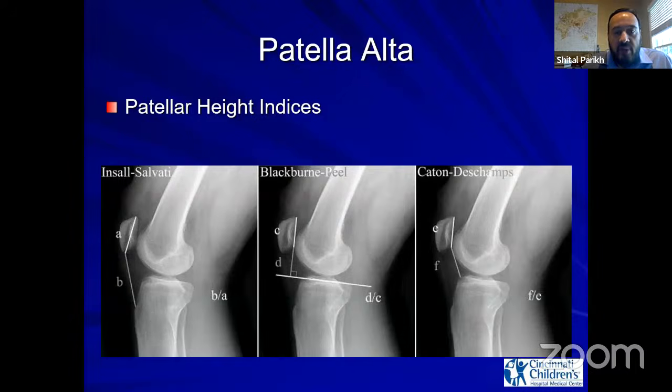When you're measuring the patellar height, there are a lot of indices that can be used, including Insall-Salvati, modified Insall-Salvati, then Blackburn-Peel. But the one that is used more commonly for patellofemoral conditions is the Caton-Deschamps index, and that's the articular surface of the patella and the distance between the proximal superior aspect of the tibia to the lower end of the articular surface.